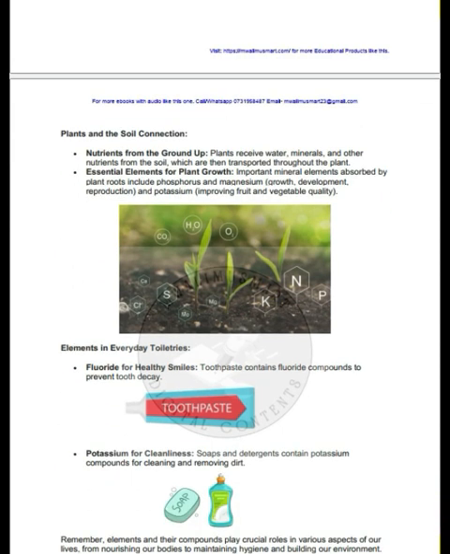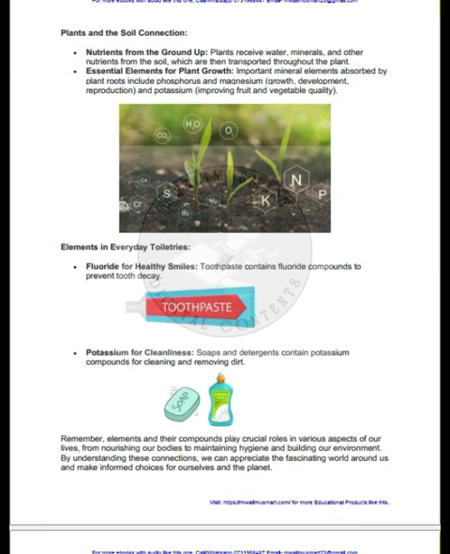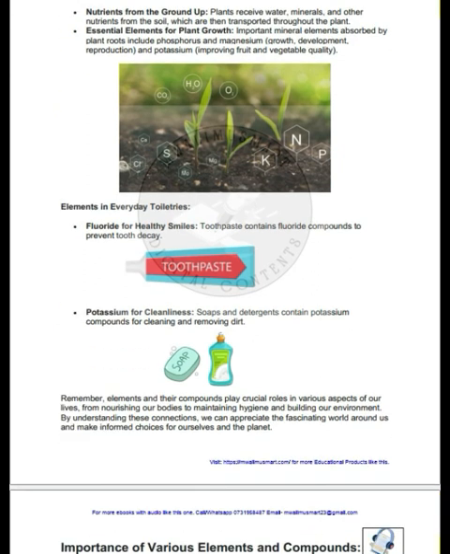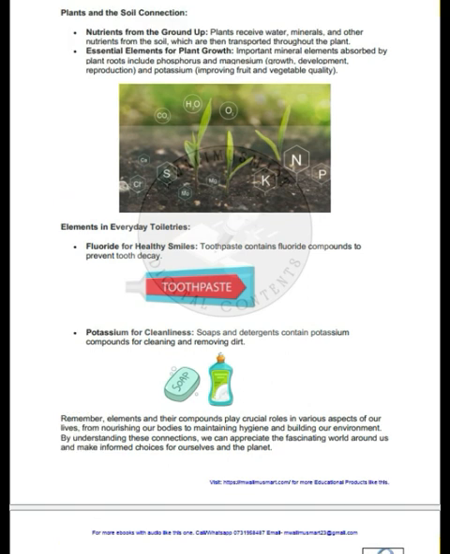Plants and the soil connection. Nutrients from the ground up. Plants receive water, minerals, and other nutrients from the soil, which are then transported throughout the plant. Essential elements for plant growth. Important mineral elements absorbed by plant roots include phosphorus and magnesium, for growth, development, and reproduction, and potassium, improving fruit and vegetable quality.